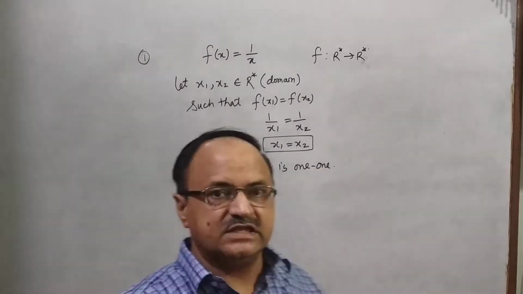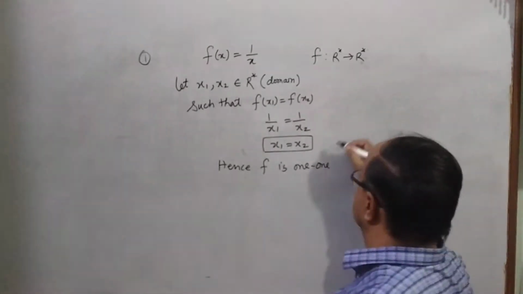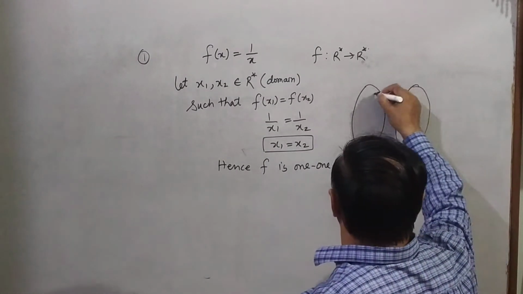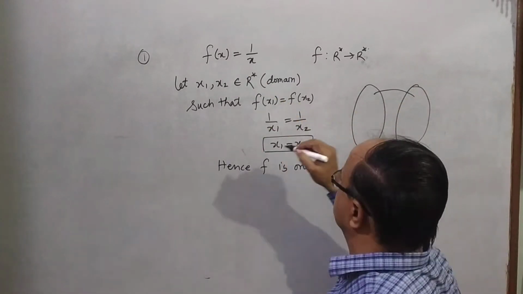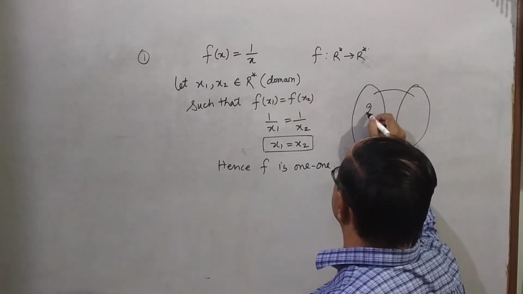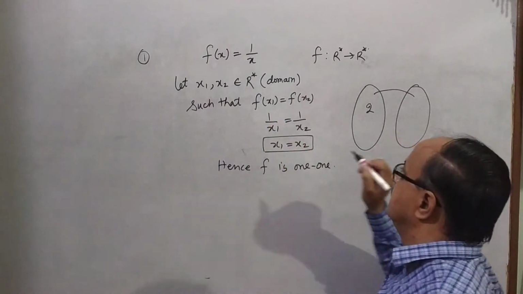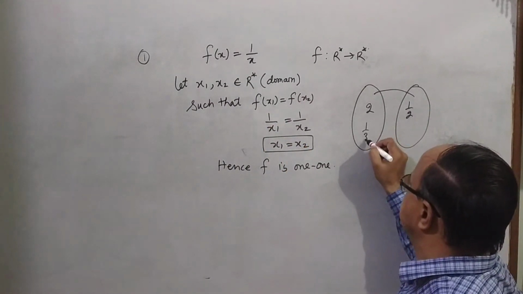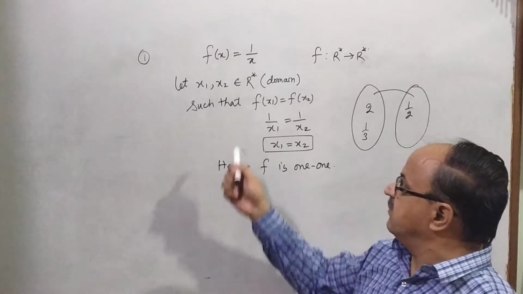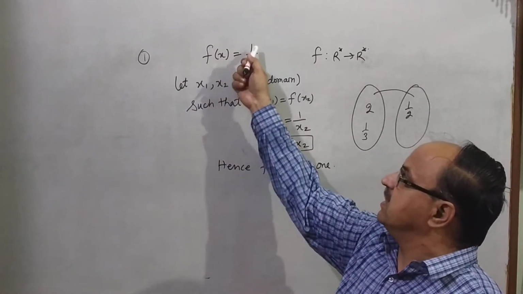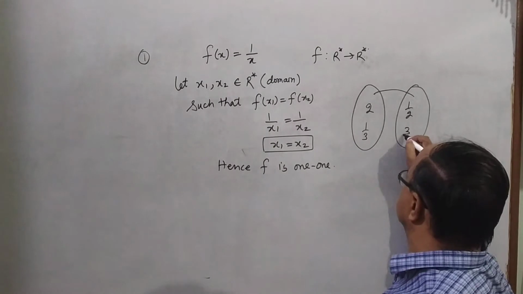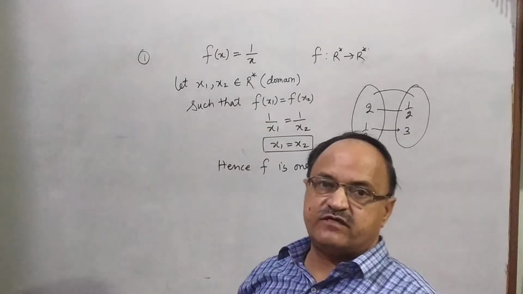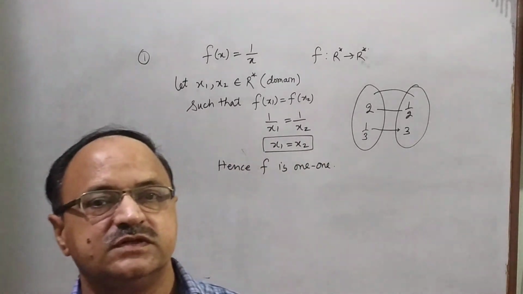Now can you tell me the image of 2? When you put 2 here, the image of 2 is 1 by 2. And the image of 1 by 3: when you put 1 by 3 here, 1 upon 1 by 3 is 3. Clear? With the help of this function, you can find the image of a number.